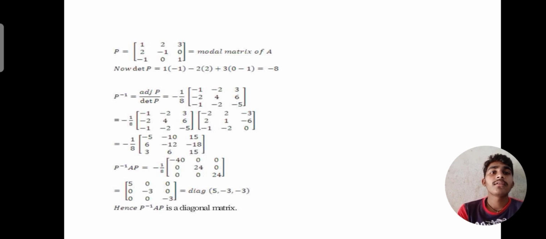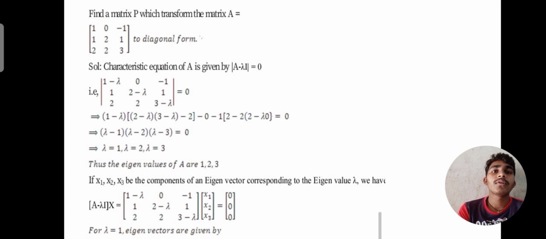We can infer from another example, the matrix A equal to [1, 0, -1; 1, 2, 1; 2, 2, 3]. First we need to calculate the characteristic equation of A, given by mod of A minus lambda I equal to 0. Hence we get the eigenvalues lambda equal to 1, lambda equal to 2, lambda equal to 3. Thus the eigenvalues of A are 1, 2, 3.